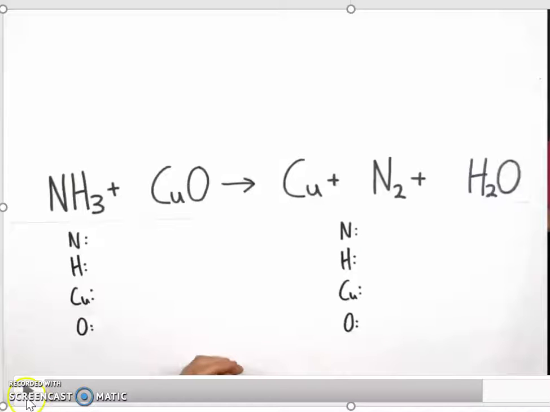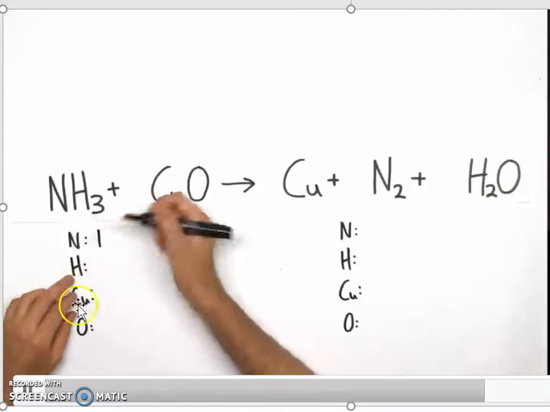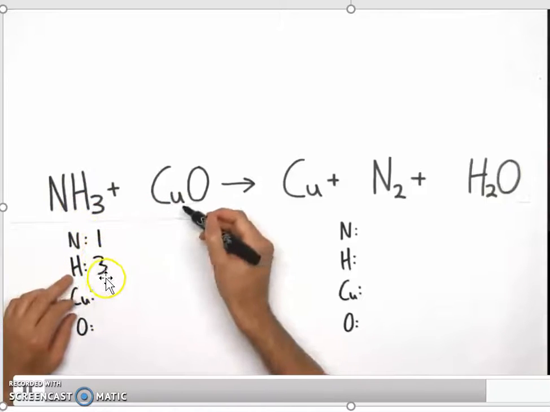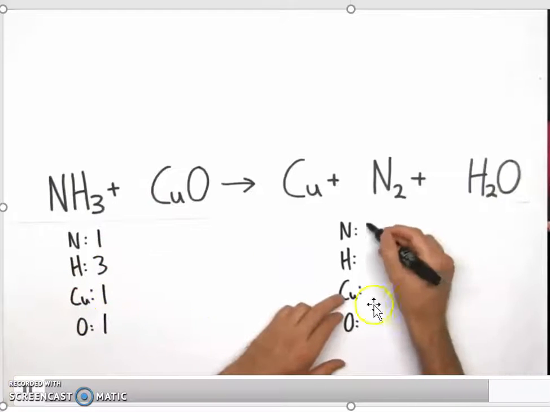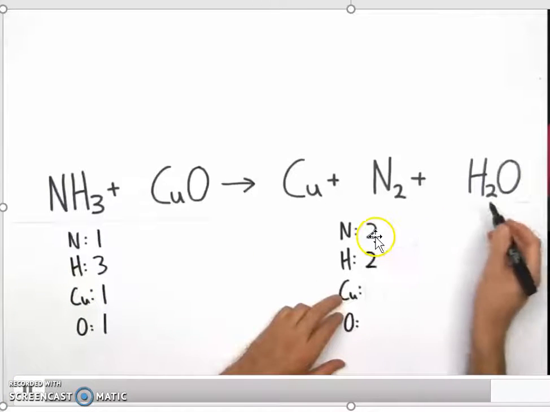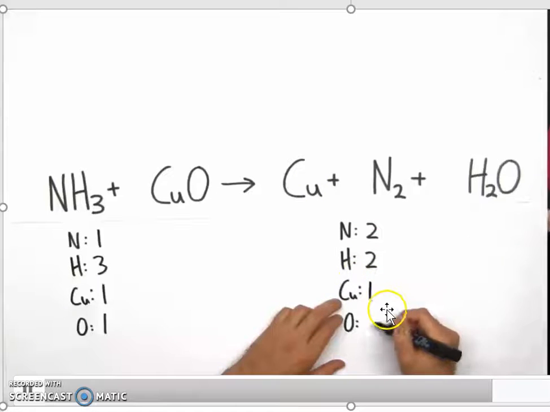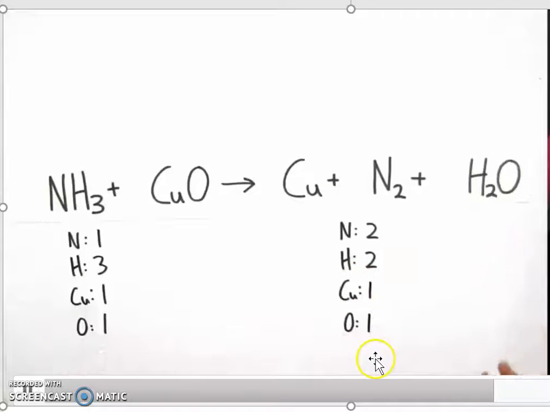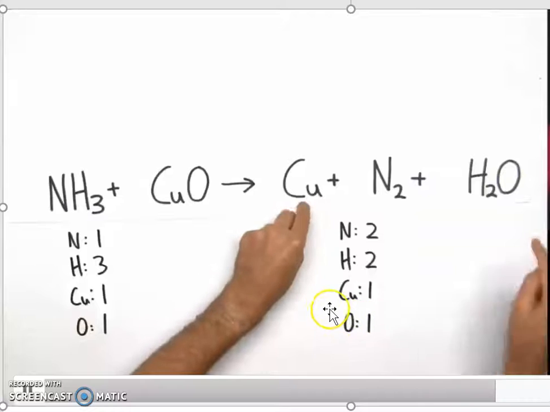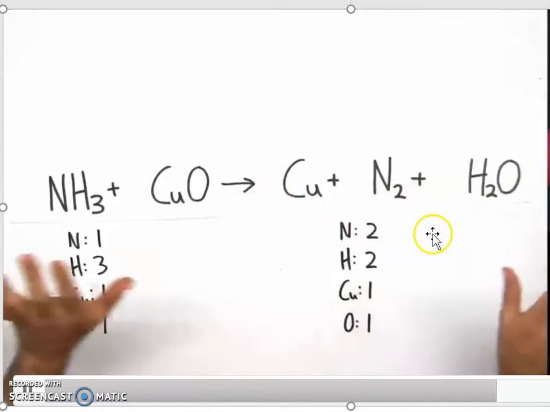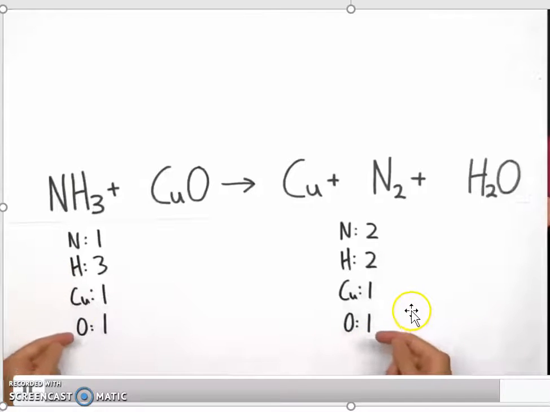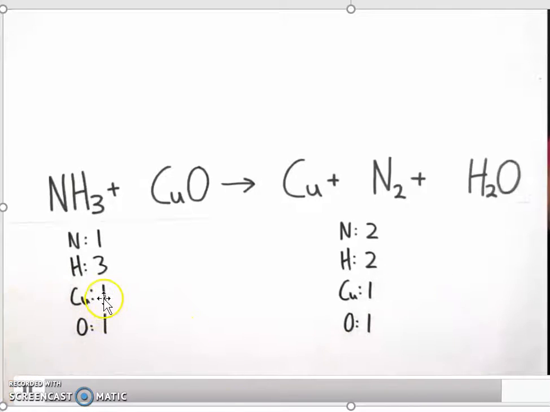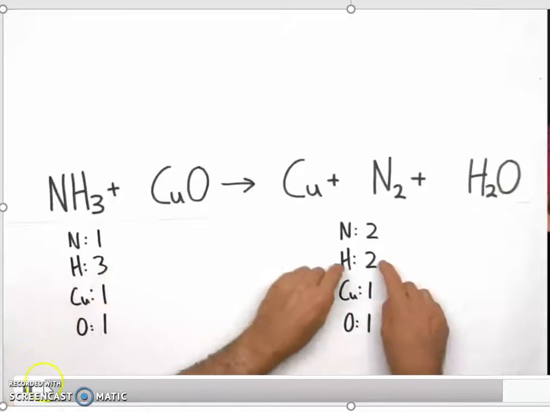Now let's have another example. So again, enumerate all the elements involved. So N has 1 mole, H has 3 moles, copper has 1 mole, oxygen has 1 mole in the reactant side. For the product side, we have 2 moles of nitrogen, 2 moles of hydrogen, 1 mole of copper, 1 mole of oxygen. So as you can see, balance na si oxygen and si copper, both sides. Okay? Balance na sila both sides, both in the reactant side and in the product side.